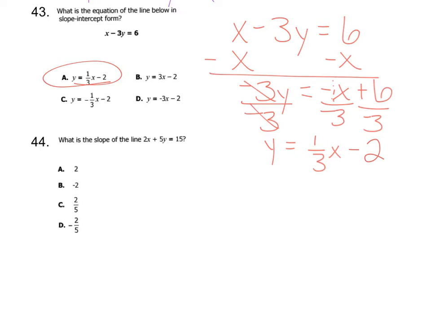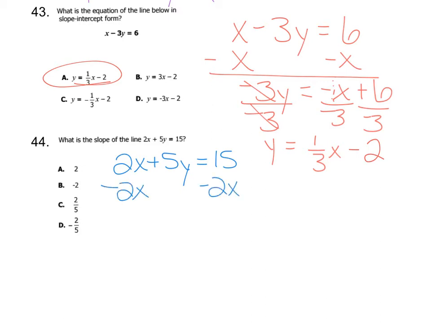44 asks for the slope of this line, and it's in standard form. What's the easiest way to get slope? Well, that's from slope-intercept form. So I'm going to take 2x plus 5y equals 15. I'm going to put it in slope-intercept form. If you remember how to do that, you might want to pause the video right now and try to transform it into slope-intercept form by yourself.